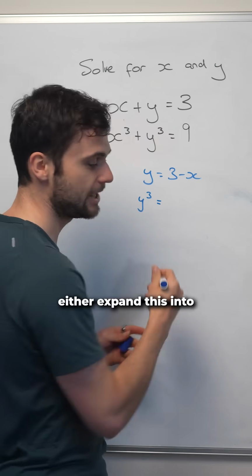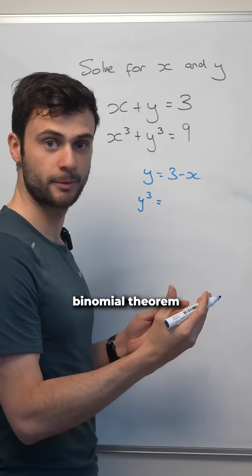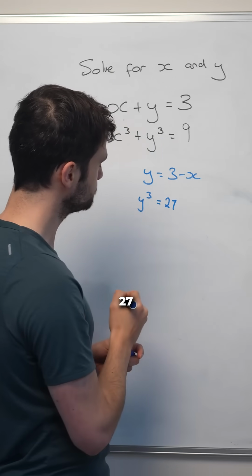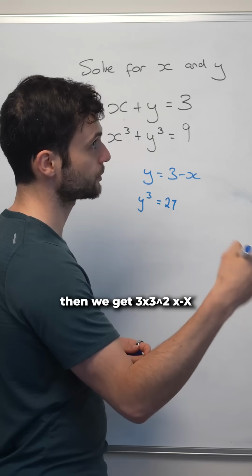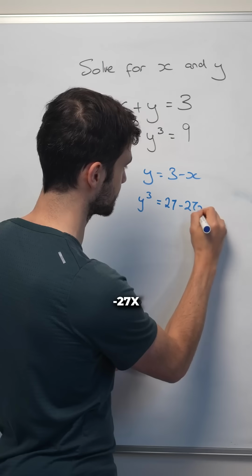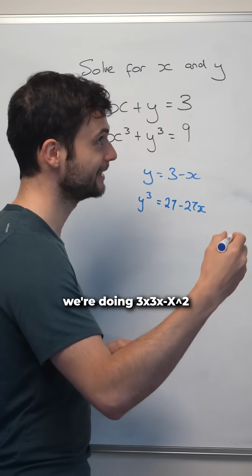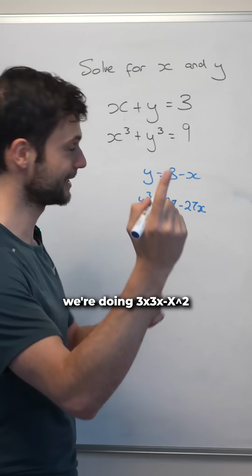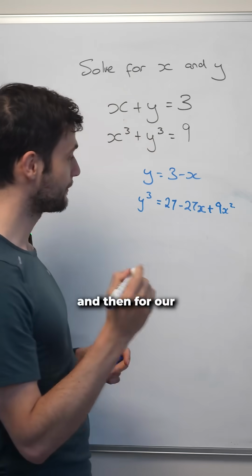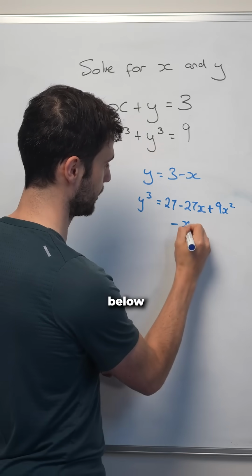So we can either expand this by multiplying two brackets together and then a third one, or we can use the binomial theorem. If we use the binomial theorem, we get 3 cubed, which is 27. Then we get 3 times 3 squared times negative x, which would also give us minus 27x. For our third part, we're doing 3 times 3 times minus x squared. So that's going to give us a plus 9x squared. And then for our last part, we've got minus x cubed. I'm just going to write that below.